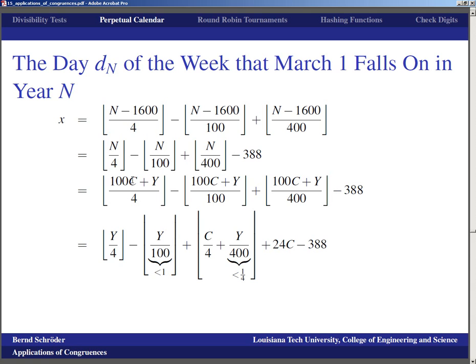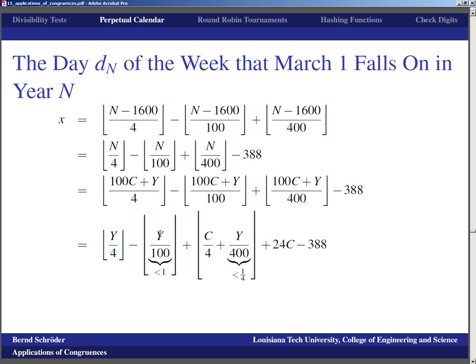What do we have here? We've got 100c divided by 4. Well, that's 25c, so all this is an integer, so we can split that off, and we get 25c. Well, we end up with 24c in the end, because we end up with a minus c from here, because the fractional part is in the y over 100. And then we have plus 100c plus y divided by 400, and here's where both divisions could give us fractions, so we keep the c over 4 and we keep the y over 400.